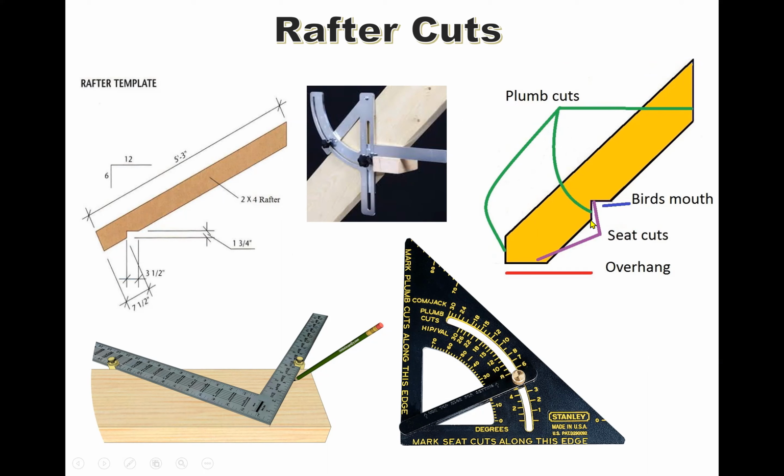So this plumb cut is also parallel to where the fascia board is, as well as the other place where you'll have a parallel line, which is where the rafter meets the ridge board at the top of the roof. So that plumb cut will be at those three places: the tail of the rafter, where the wall plate is, and at the ridge board.